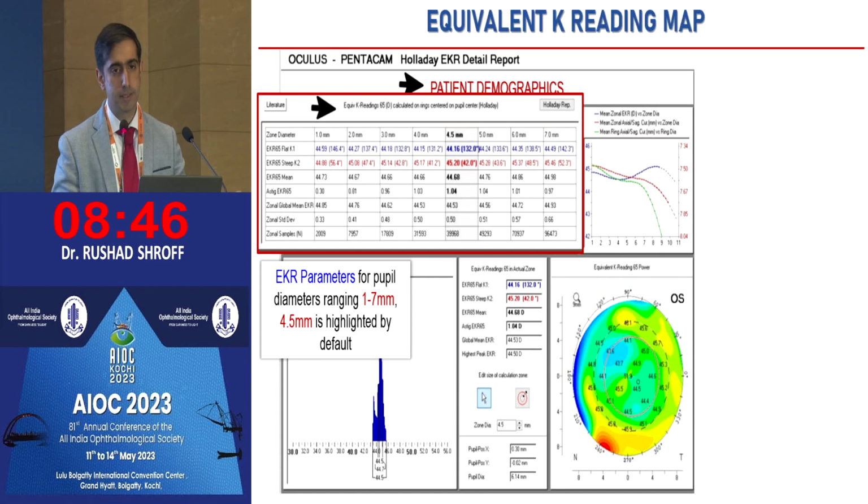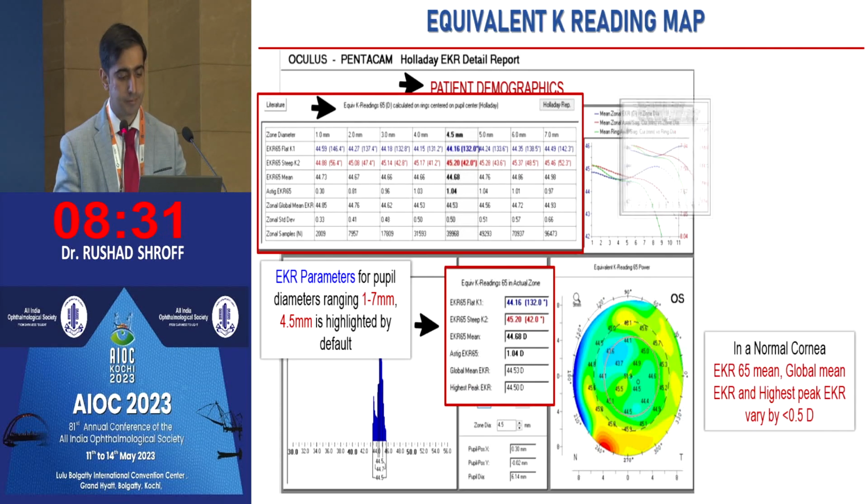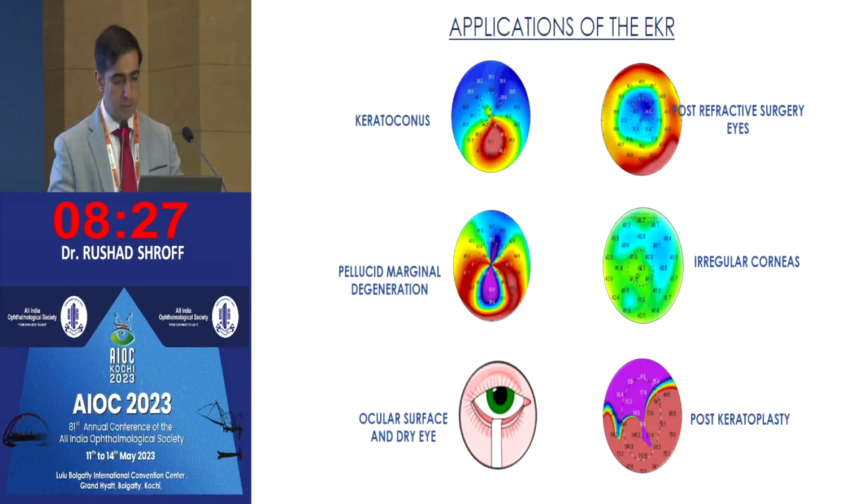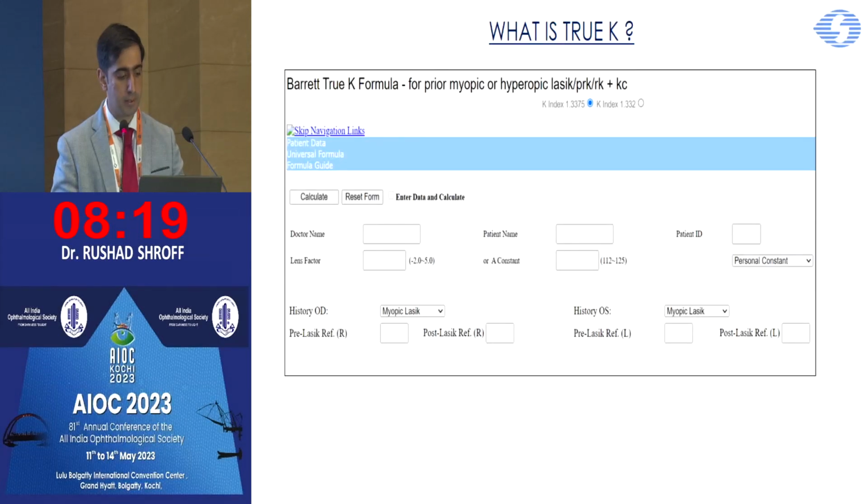Another thing to note is the pupillary diameter. When you're looking at EKR and selecting the IOL power, if the pupillary diameter is 3 or 4, go closer to those readings. If it's anything more than 4.5, stick to the 4.5 mm zone reading actually for the IOL power calculation. So this was also covered. EKR is important in keratoconus, post-refractive surgery eyes, PMD, irregular corneas, post-keratoplasty, and in eyes with a poor ocular surface.